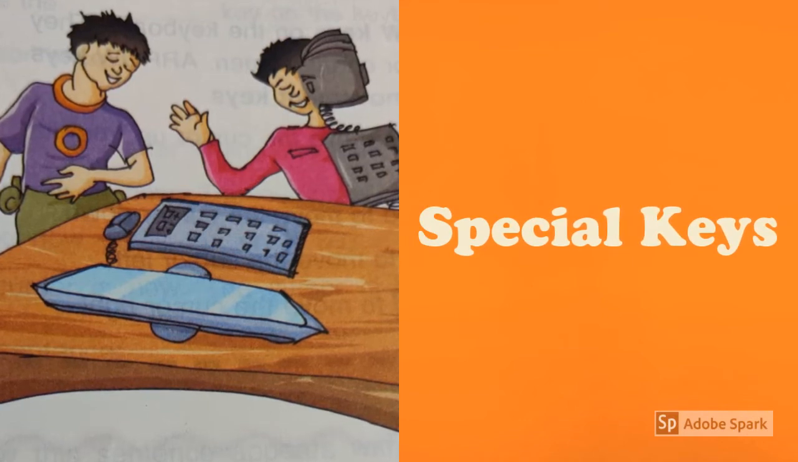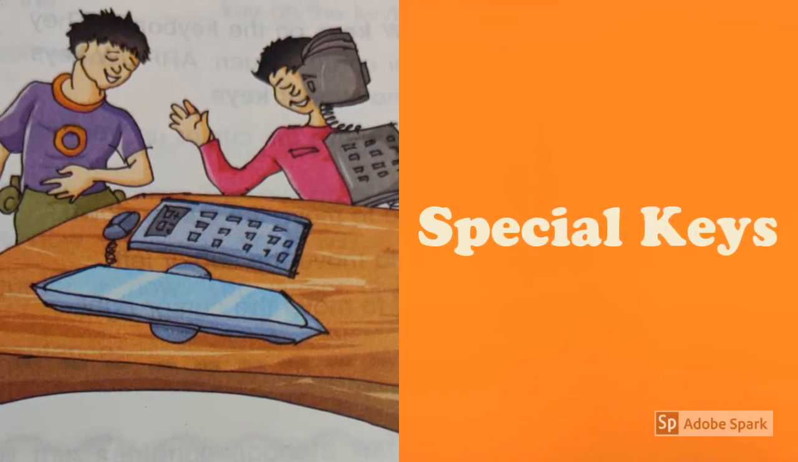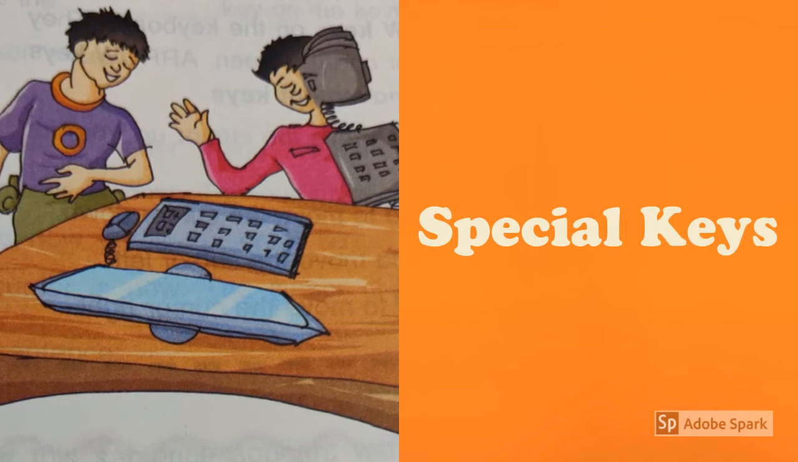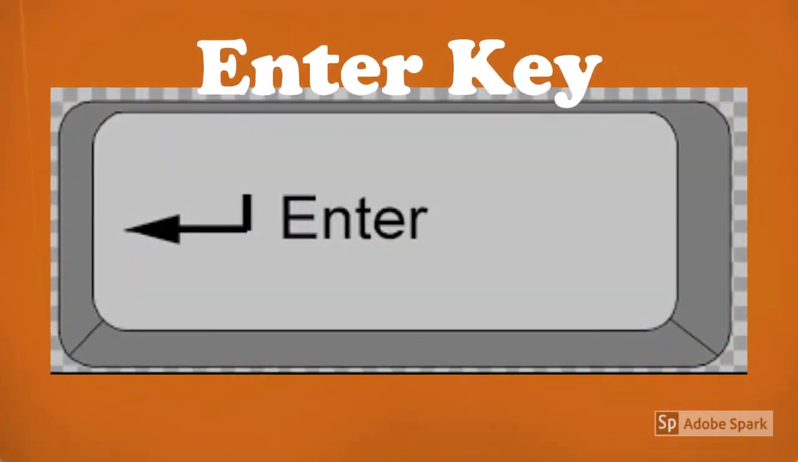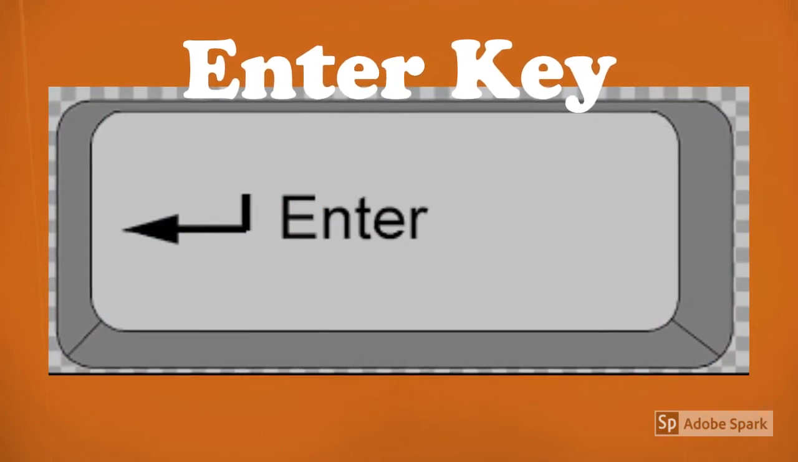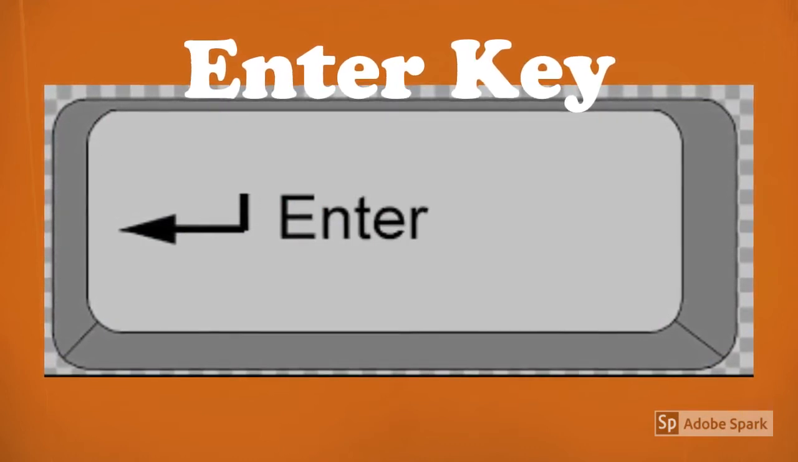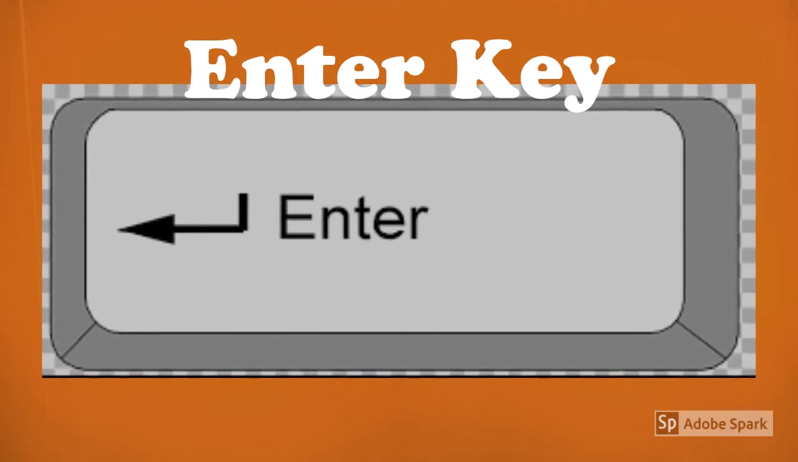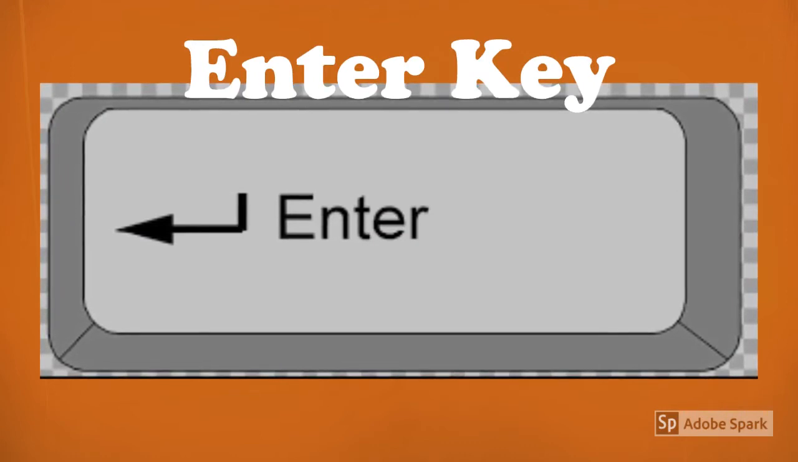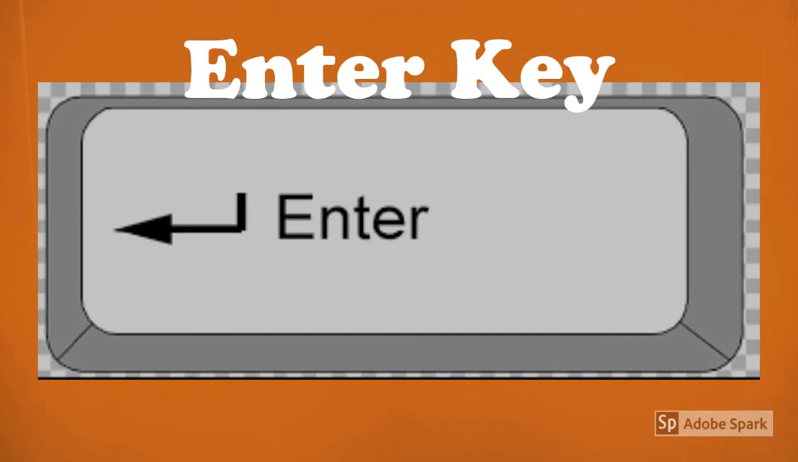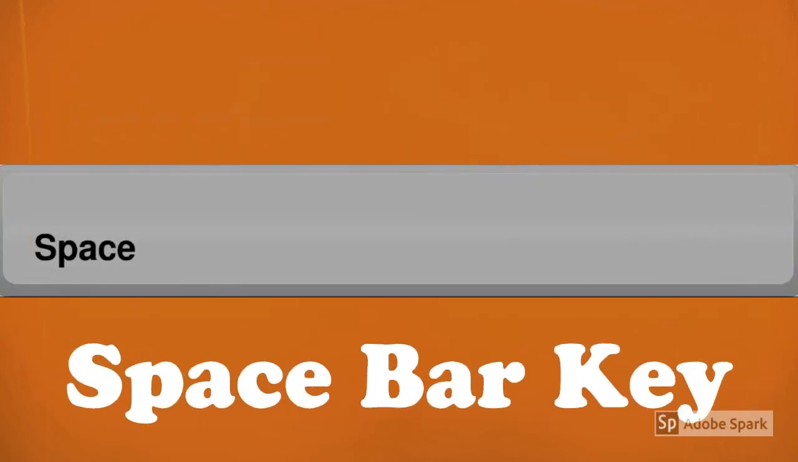Now, if you look at this image, Tobo is asking Dobo if he is aware of the special keys. There are other keys on the keyboard which are known as special keys and which perform certain specific tasks. One of those is the Enter key. Enter key is used to bring the cursor to the next line.